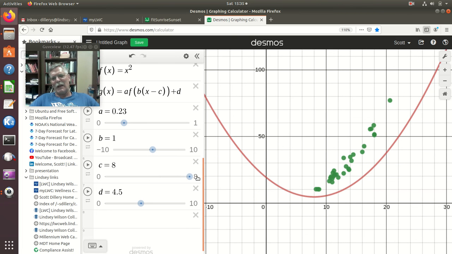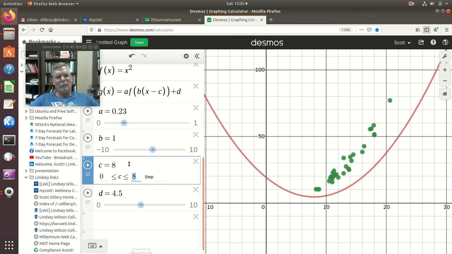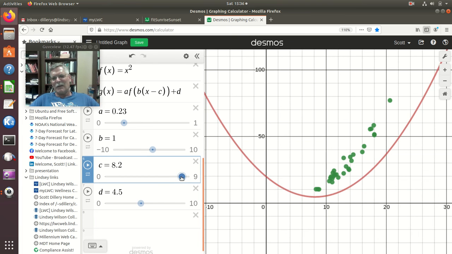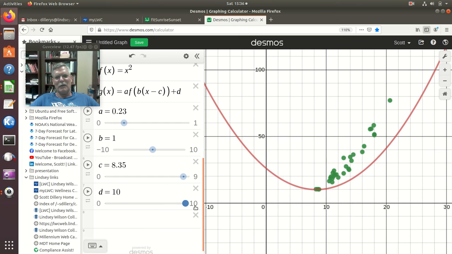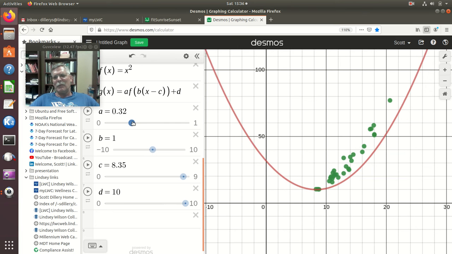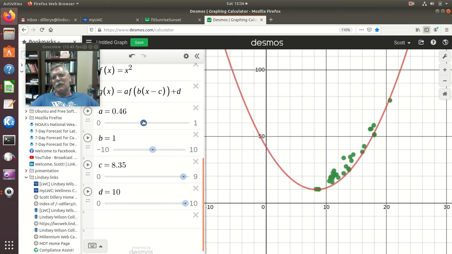So I come over to 8. Let me make that be able to go to 9, and then actually, have it go to maybe like 8.5, and then it needs to go up here to about 10. So I do that. So you see I've got the vertex right there. Now I need to make this skinnier, so I pull it in, but notice that this doesn't look as good.